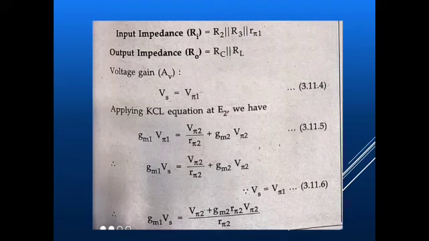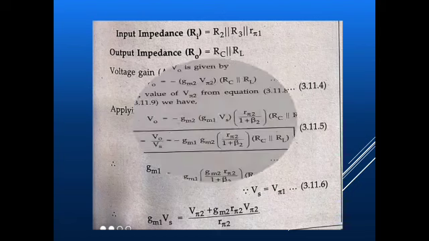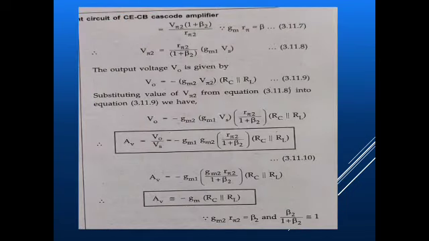Next we have to find out the input impedance. The input impedance of the first stage is given as R2 parallel with R3, in parallel with R pi 1. Then the output impedance R0 is given by RC parallel with RL, and the overall voltage gain AV is given by V0 by Vs. We know that Vs equals V pi 1. After applying KCL at node 2, we get GM1 into Vs equals V pi 2 by R pi 2 plus GM2 into V pi 2.